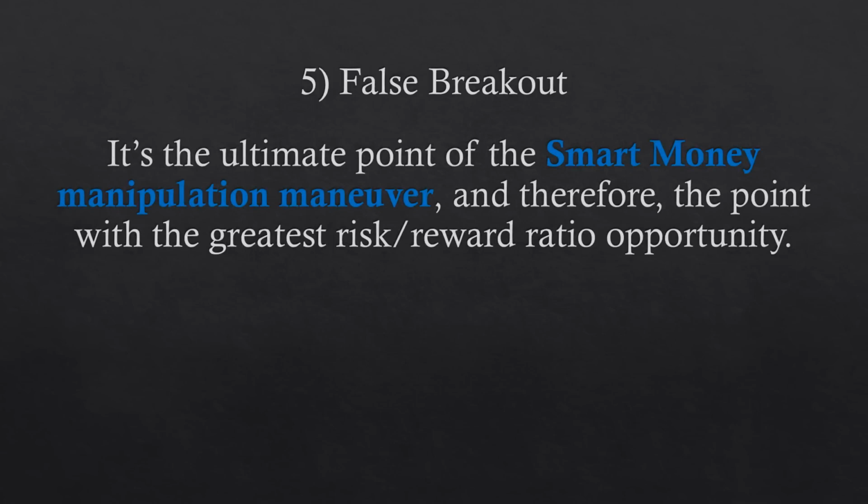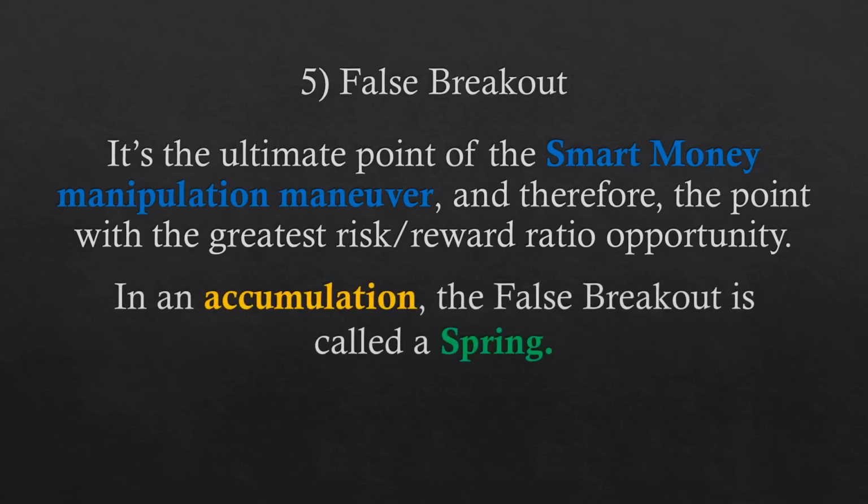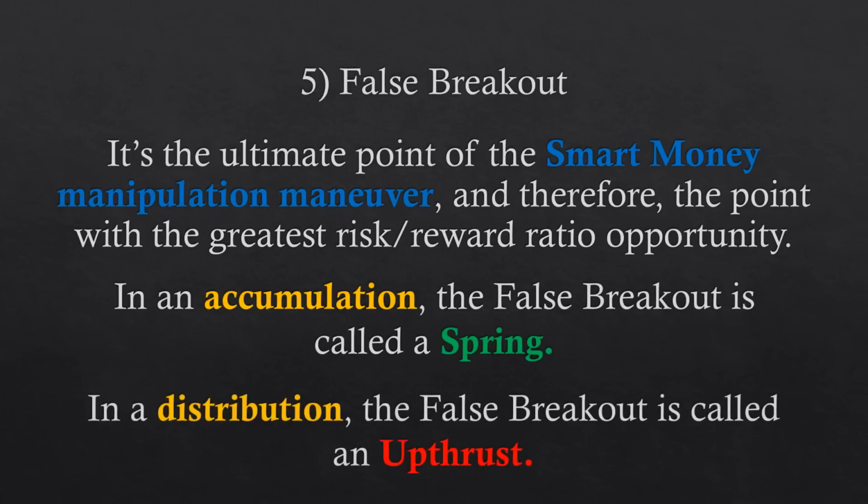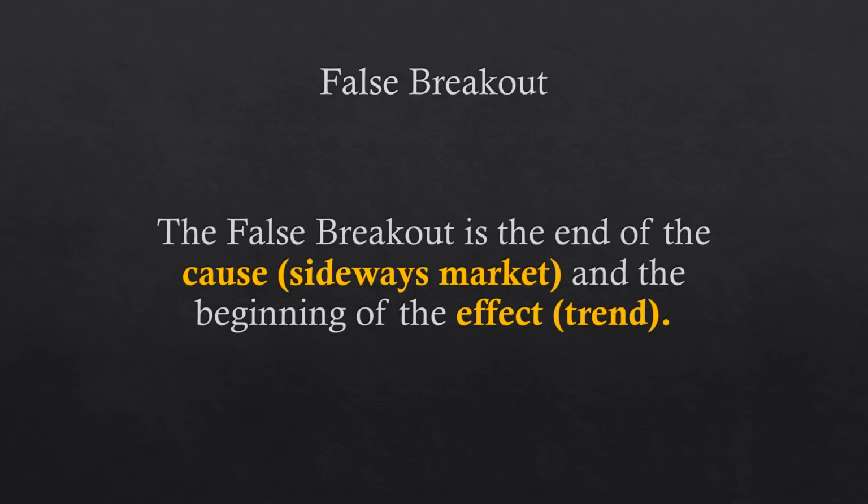The false breakout is considered to be the most important event of all since it represents the best trading opportunity with the greatest risk-reward ratio in the Wyckoff method. It represents the ultimate point of the smart money manipulation maneuver. In the case of an accumulation, the false breakout is called spring, and in the case of a distribution, the false breakout is called upthrust. This event marks the end of the cause and the beginning of the effect.